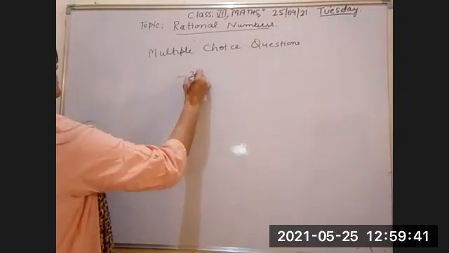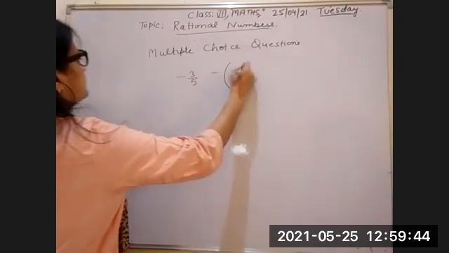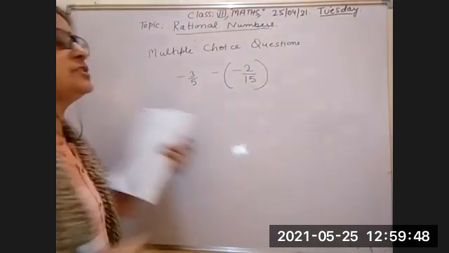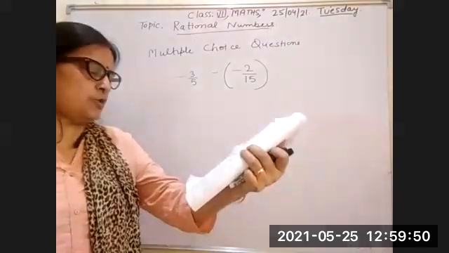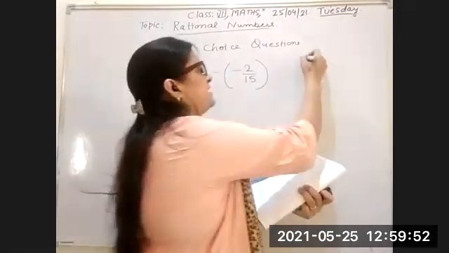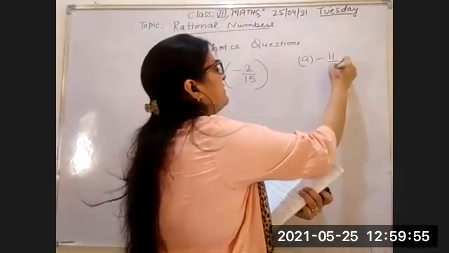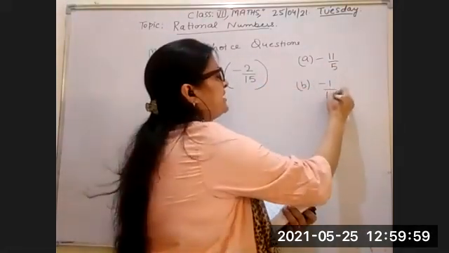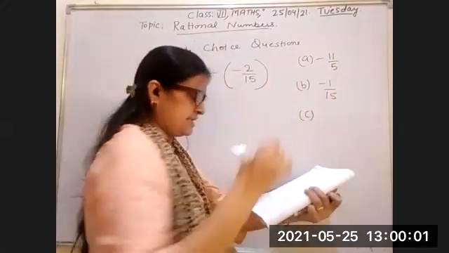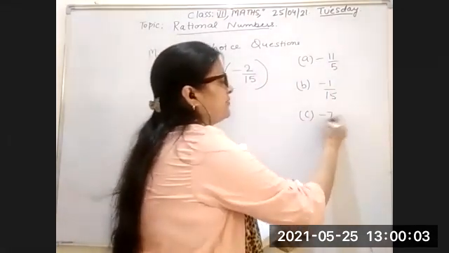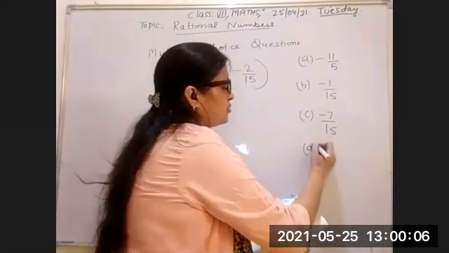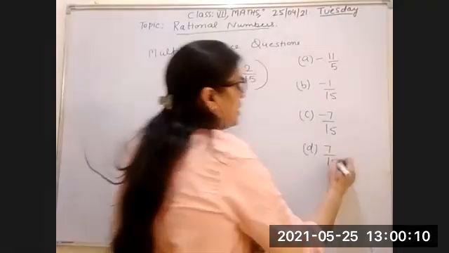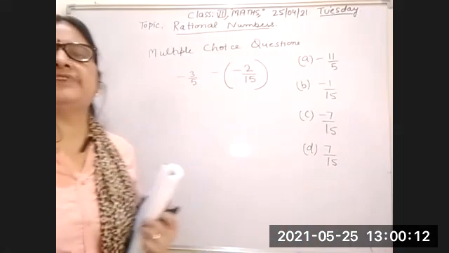Minus 3 upon 5 minus 2 upon 15 is equal to, there are 4 options. First option is minus 11 upon 5, the second option is minus 1 upon 15, the third option is minus 7 upon 15, and the last option in this question is 7 upon 15. How will you solve this question and find the answer?